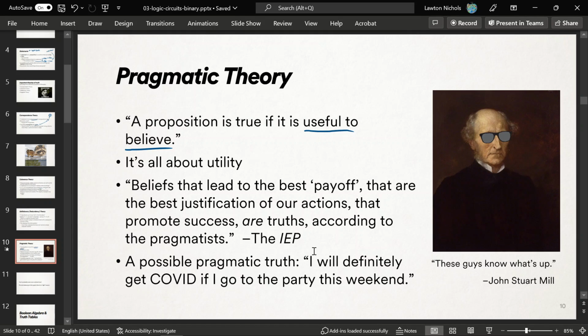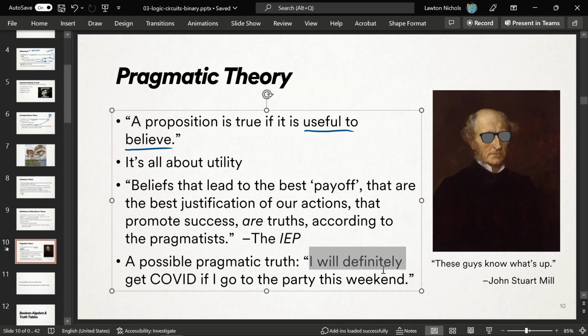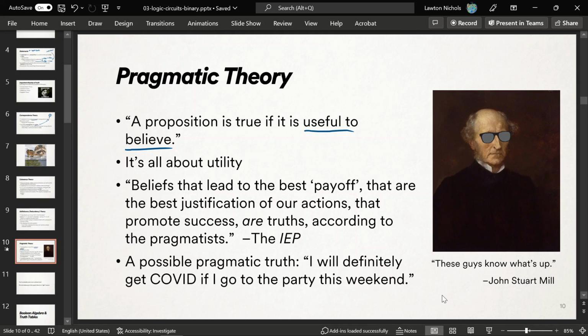So maybe a pragmatic truth would be something like, I think this is a true statement: I will definitely get COVID if I go to the party this weekend, so maybe I should stay home. Maybe it's very unlikely that you're going to get COVID, but if you were to believe this, and maybe you have a family member with a weak immune system, maybe this is the best truth for you right now. Does that make sense? If you believe that's true, that might give you the best payoff for you and maybe your family members. Something along those lines is my best motivation that I can think of for this theory of truth.